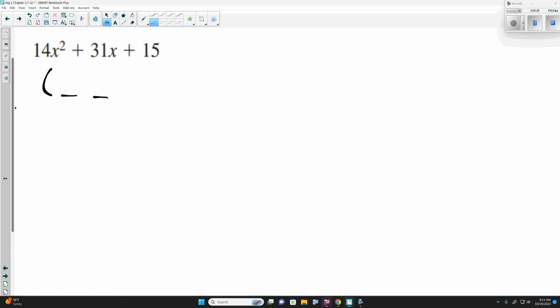So we'll move on to step 2, our 2 sets of parentheses with 3 spaces. Finding the signs. If the third term is positive, the signs are the same and they match the sign of the middle term. So they're going to be the same and they're both going to be positive.